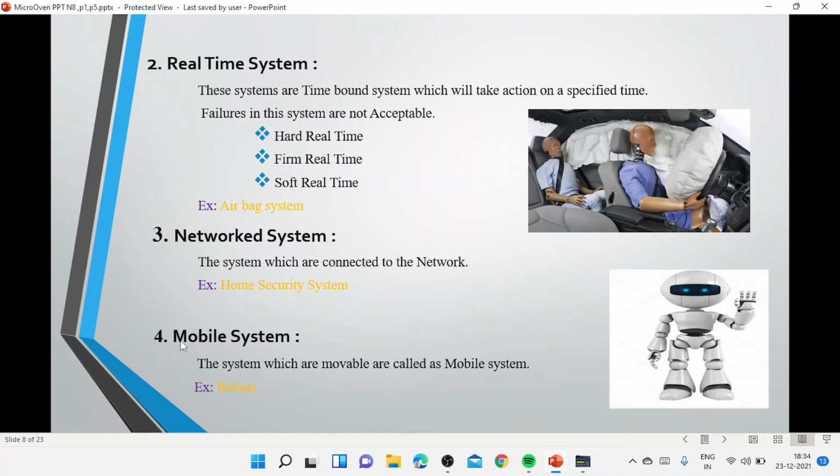And coming to the fourth, it is the mobile system. The systems which are movable are called mobile systems. Means an embedded system which can be movable, we can call it a mobile system. Example, robots. Robots are mobile systems.